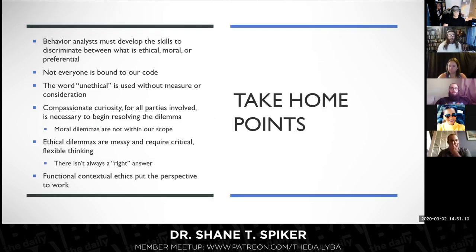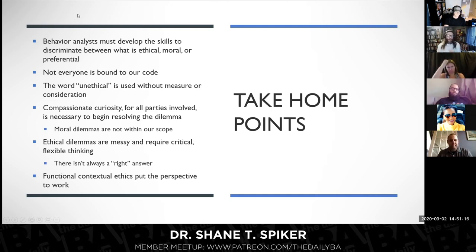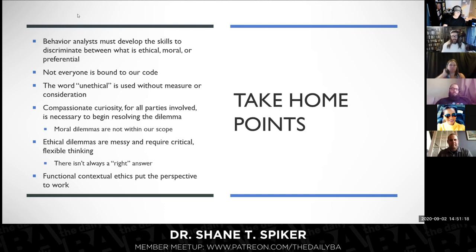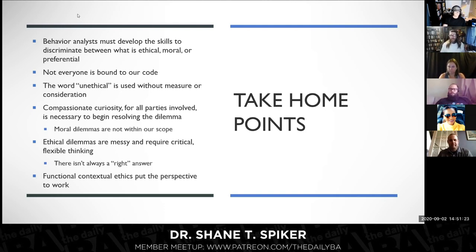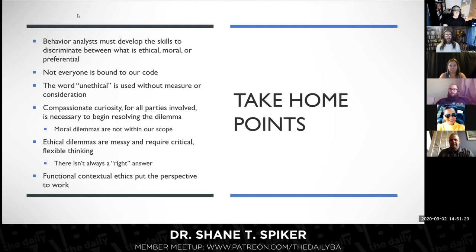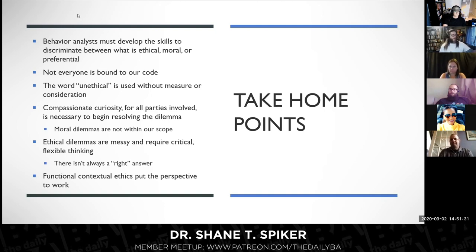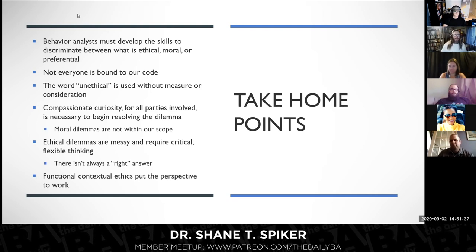So my primary take home points, and we'll open it up for a few questions: behavior analysts have to develop skills to discriminate between ethical, moral, and preferential situations, right? We have to be able to do that. And it's not always easy, and it's not always clear. There are Venn diagrams that overlap. And not everyone that we work with is bound to our code. I see this a lot where people will say, that speech pathologist is doing something unethical. And it's like, they have their own code. Let them have their own code. It's a whole thing.